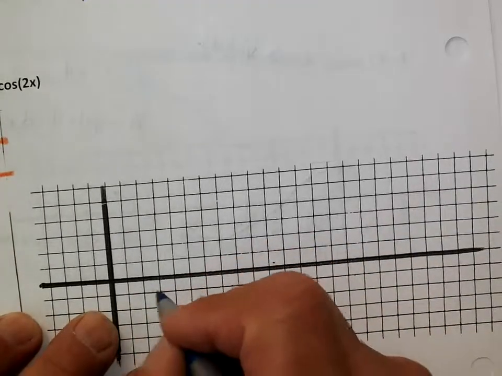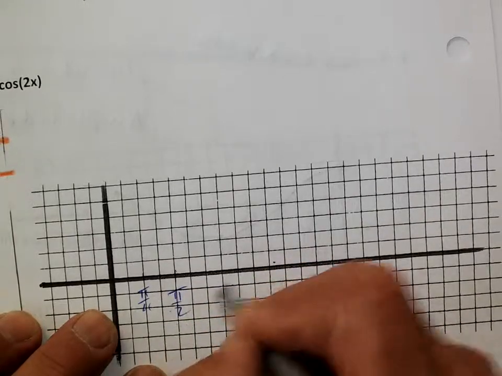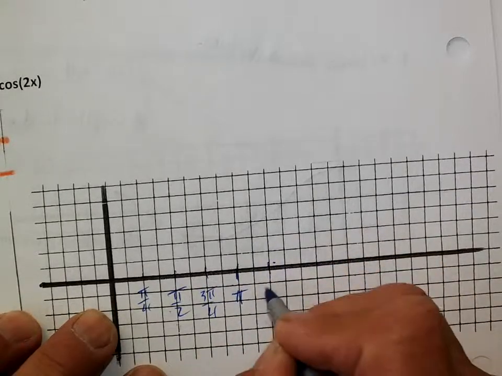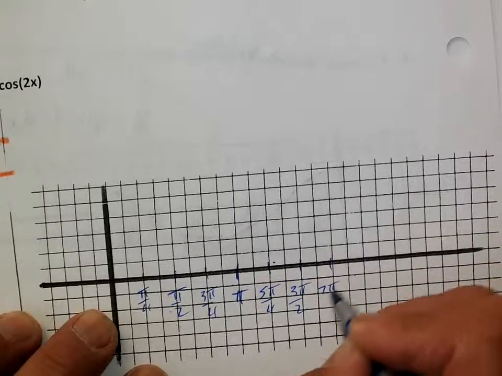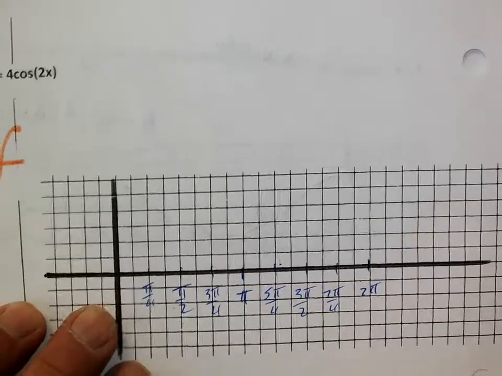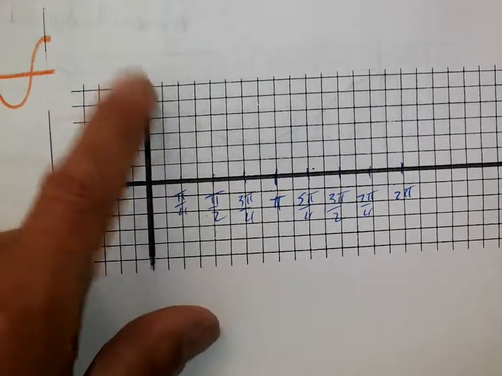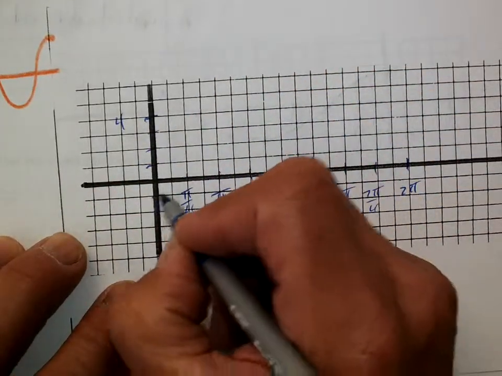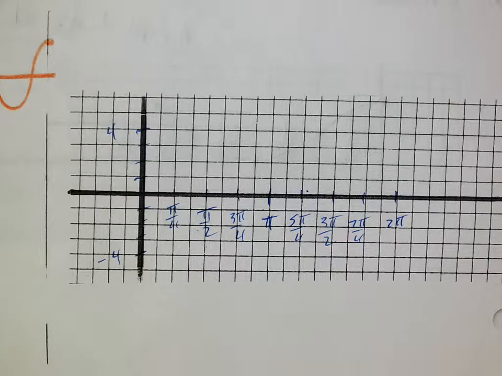All right, so now, let me put in my important angles. I'm going to go pi fourths, pi halves, 3 pi fourths, pi, 5 pi fourths, 3 pi halves, 7 pi fourths, and 2 pi. Now, if I'm going to go all the way up to 4, I might just change my scales. I might just go by ones. You okay with that? Like 1, 2, 3, 4. Otherwise, I'm going to go off my page. I went by ones instead of by 1/2.